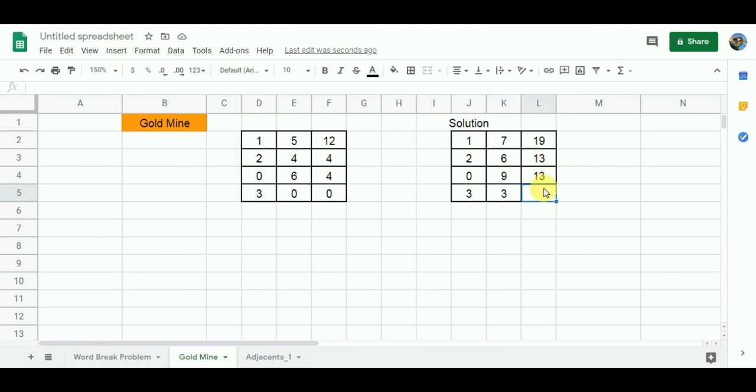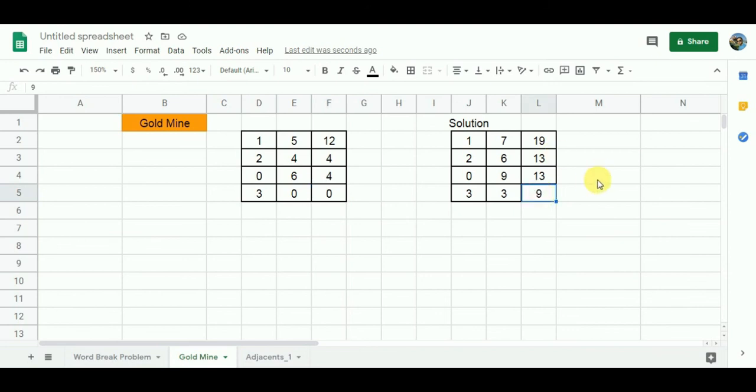Moving to the last cell, we can enter from here or here. Entering from here is going to give me 9 plus 0, so that is going to give me 9, and entering here is going to give me 3 plus 0, that is going to give me 3. 3 is not greater than 9, so 9 stays.